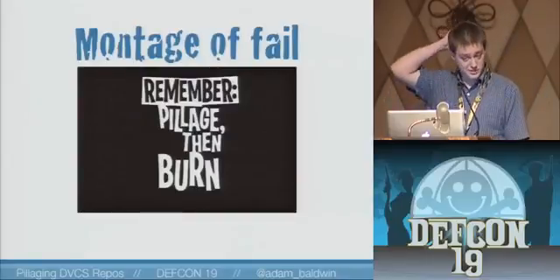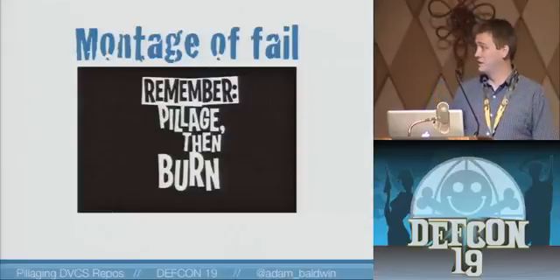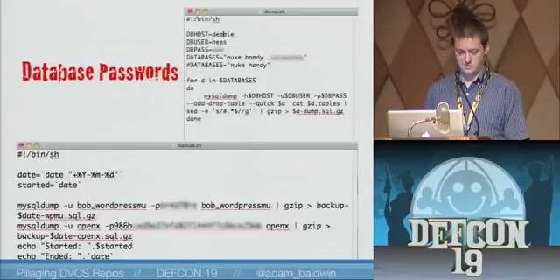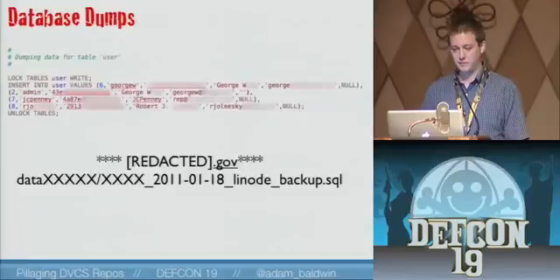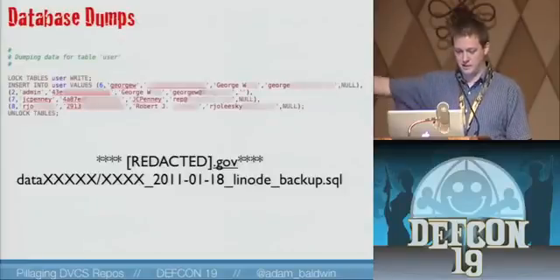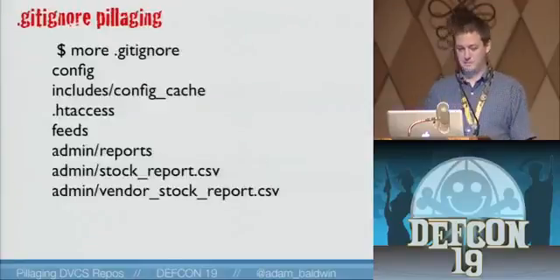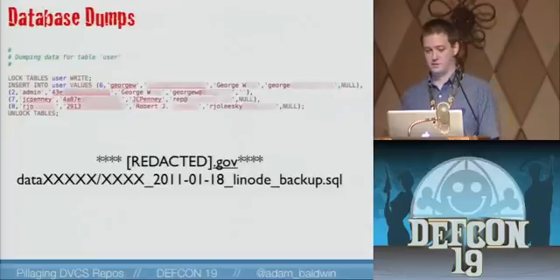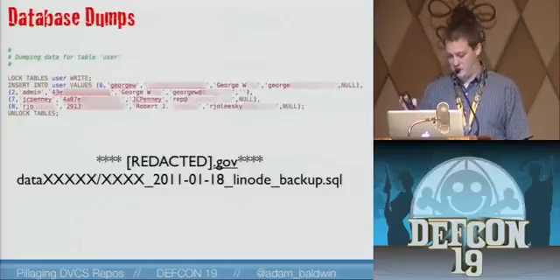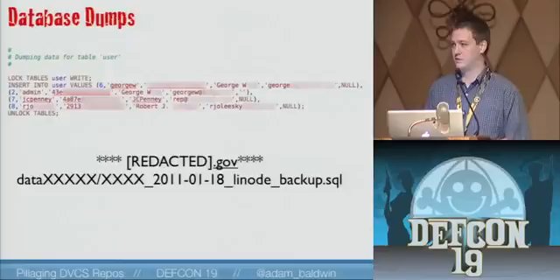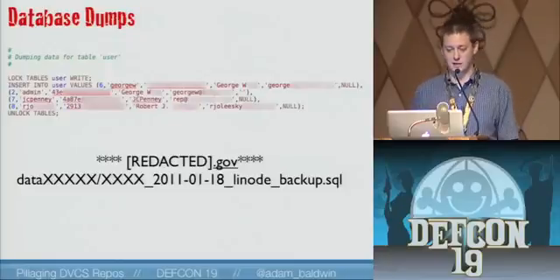So here's the epic fail montage. Remember, pillage, then burn. Just some of the really, really fun stuff that we found. Database passwords in shell scripts. Database dumps. That does not say .gov. As well as user tables. Absolute piles and piles and piles of SQL dumps that people had done and just said, oh, we'll check them into the repository and push them to our Git server because that's cheap backup and it's a really good idea.